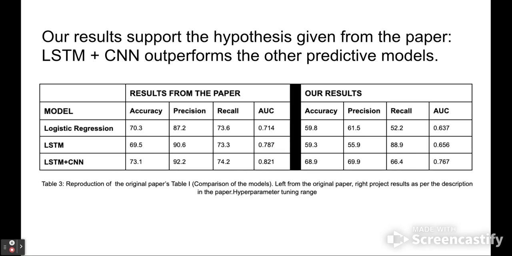Our results here support the hypothesis given from the paper that the LSTM plus CNN model outperforms other predictive models. As you can see, we use logistic regression here as a baseline as well as compare to LSTM. Although our metrics differ in terms of absolute values from the original paper, we do hold the same hypothesis. In each case, the logistic regression has the smallest AUC. The LSTM model is the second highest, and then our LSTM plus CNN model has the best metrics overall.